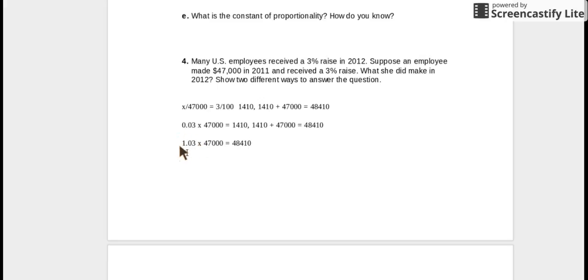And what this really means is, when we convert the 1 and 3 hundredths to a percent, it's 103%. And when we multiply 103% to something, really what you're doing is finding 100% of the number and 3% of the number. So 100% of 47,000 is just 47,000, and 3% of 47,000 is our 1,410, which gives us the answer that we need in the end.